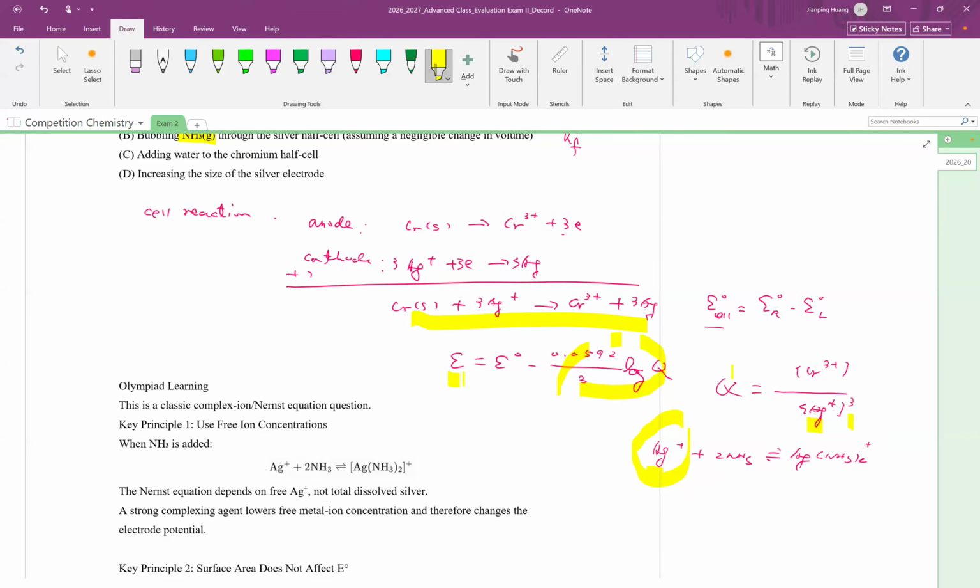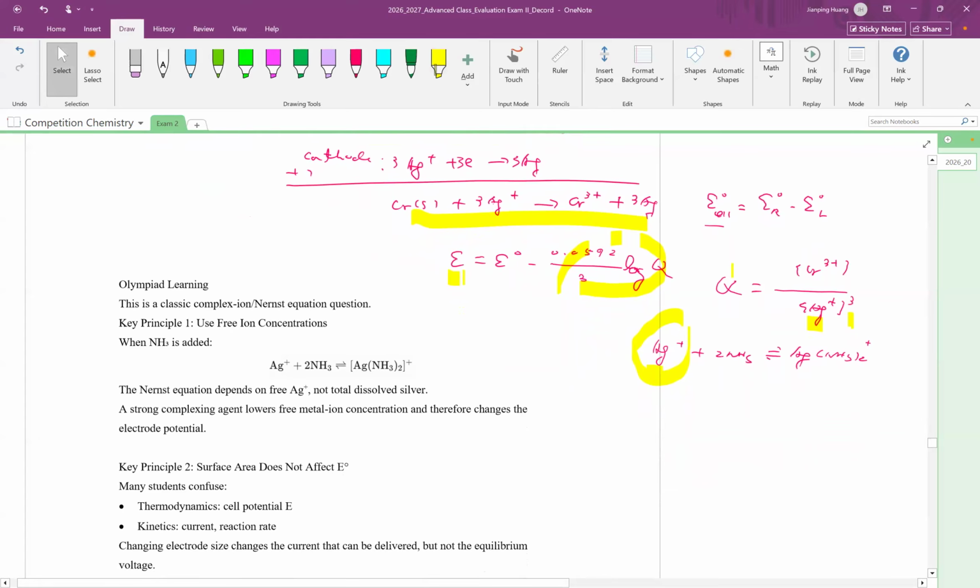You got it. This question, where again, right? This is a classical question: complex ion with the Nernst equation. Basically, it's Kf with electrochemistry. When you add this one, you form a complex ion, okay? And the rest doesn't make sense. See, the stronger the complexing agent, the lower the metallic ion concentration, you change the cell reduction potential and also the cell potential. Right? The rest doesn't make sense. Okay, right? You got it.